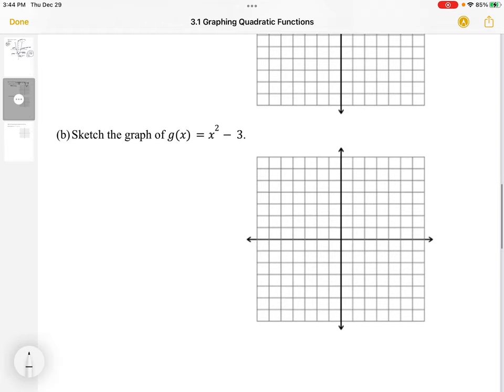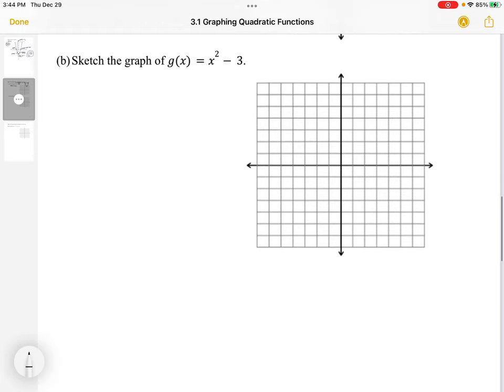So let's look at another example, B. We have g of x is equal to x squared minus 3. This equation is also in standard form. We can think of this as (x minus 0) squared minus 3, where my vertex is going to be at 0, negative 3.